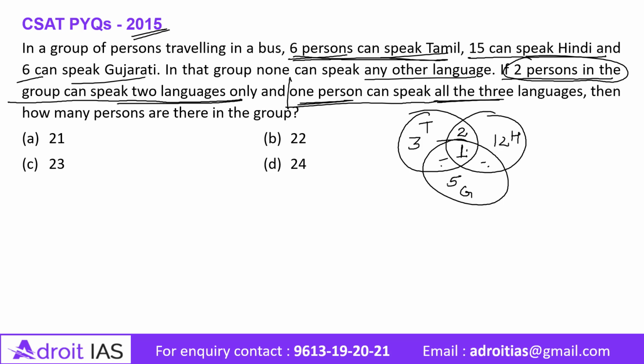Now they're asking about the total number of persons, right? So total, just add all of them. 3 plus 1, 4, 4 plus 2, 6, 6 plus 12, 18, 18 plus 5, 23. So total is 23. Just add all of them. So total is 23, right? It's a very simple question, everyone. Okay. Now let's talk about the next question.